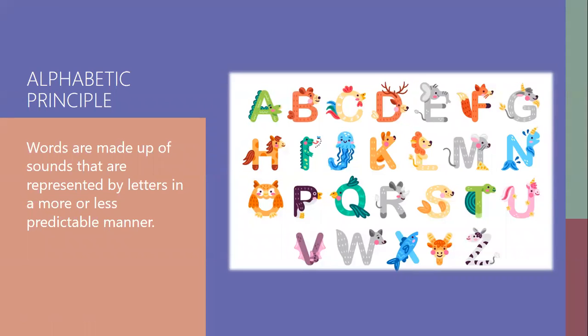Okay. So the alphabetic principle is something that undergirds our language. And so it sounds very obvious to us, but words are made up of sounds that are represented by letters in more or less predictable manners. So the letters correspond to a sound consistently, and letters correspond to sound and vice versa.